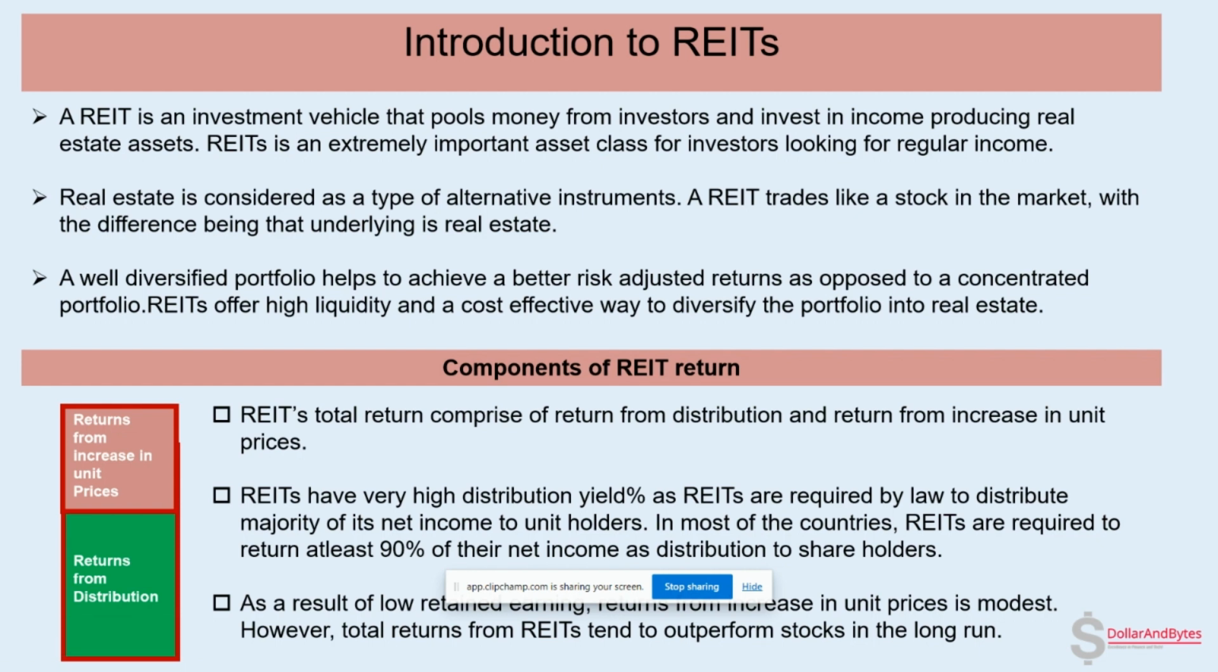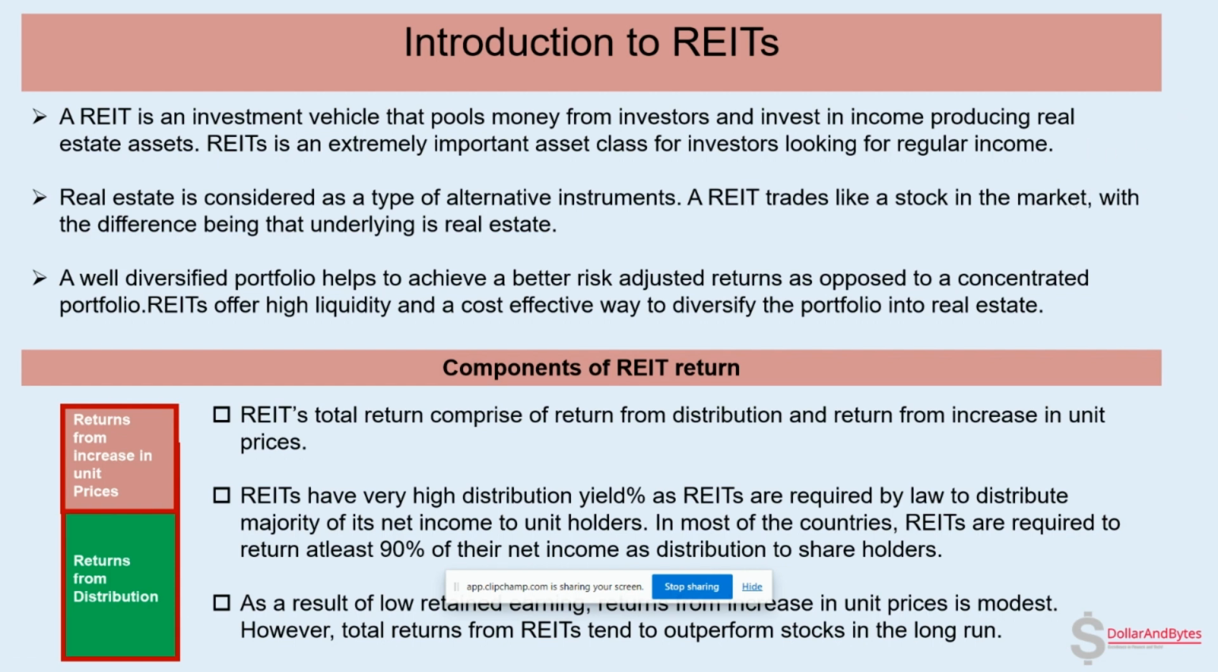Another key thing to notice is that, unlike the popular conception, real estate is considered a type of alternative investment. REIT is an investment which falls under the alternative investment class. In real estate, you have listed real estate and you have unlisted real estate. When I refer to unlisted, it refers to the actual physical properties. The listed real estate refers to the REITs, which trade like a normal stock in the market.